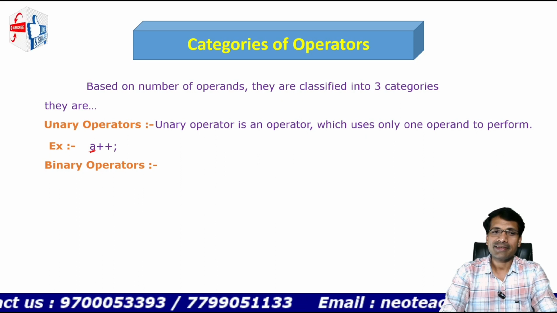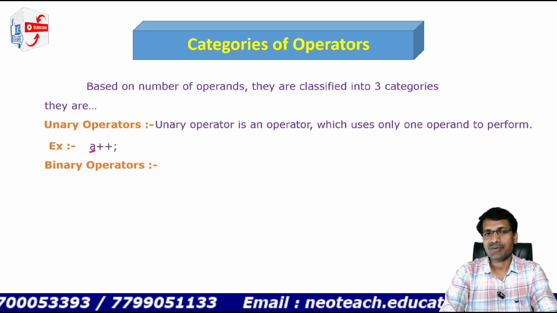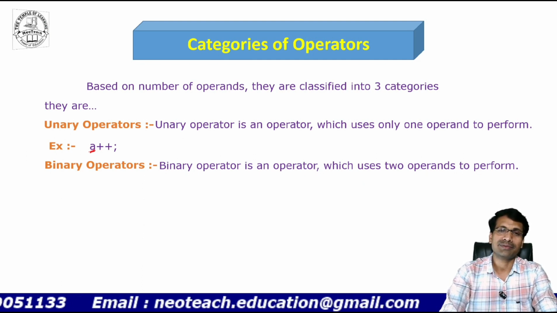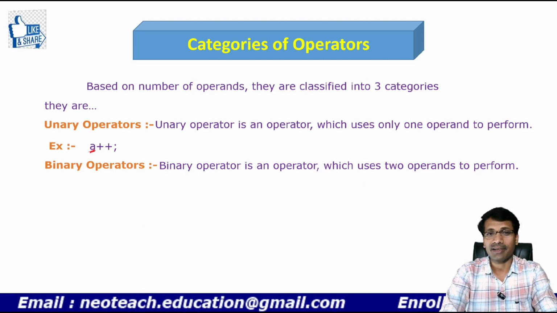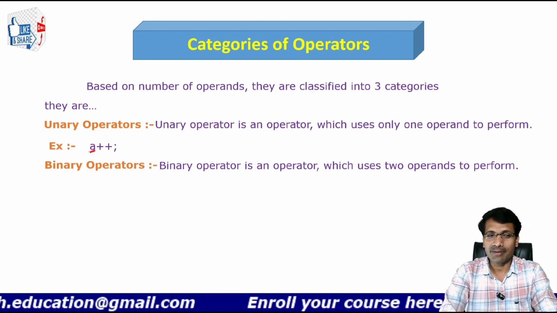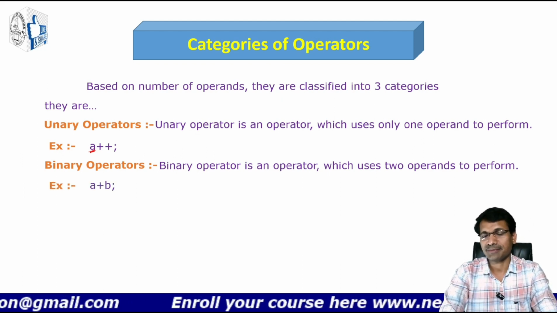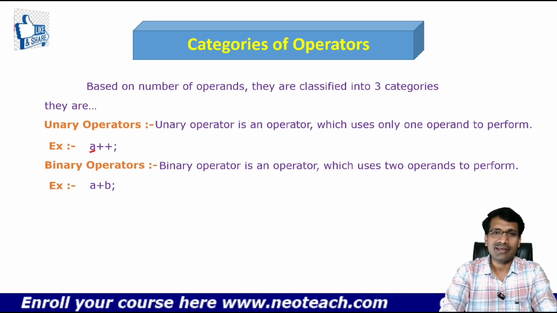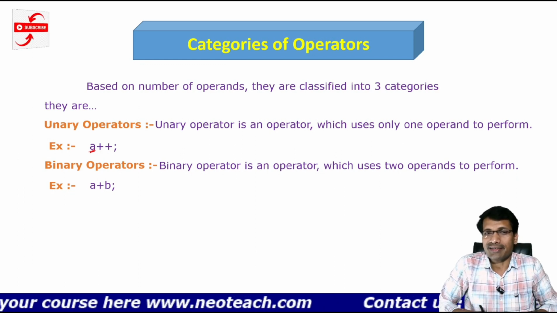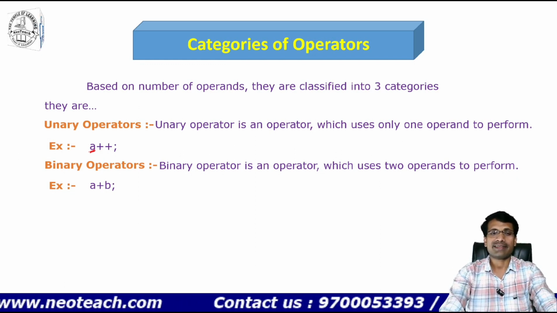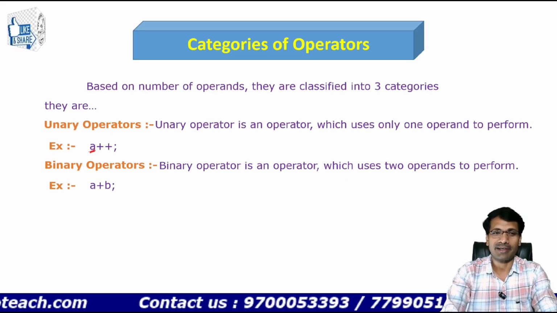Next, binary operators. Binary means two. So an operator which requires two operands to perform. Minimum requirement, minimum sufficient condition. For example, a plus b. Sir, can we add many numbers also? Yes, but to do addition, minimum we require two quantities. So for that reason they are called binary operators.